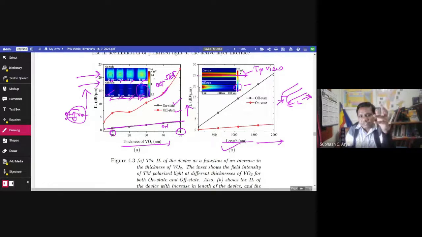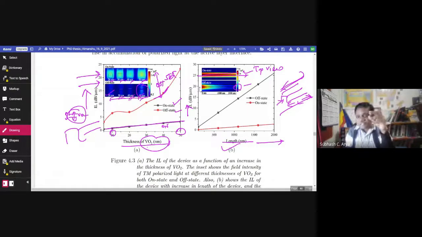With this graph we can see the bar graph of color pattern, in volt per meter. In the first, we are trying to get the optimum value of VO2 thickness. In the second one, we are trying to optimize the length. Once we get the optimum value of thickness, we then try to optimize this length. The top view also shows convincingly that in the on state light is visible.